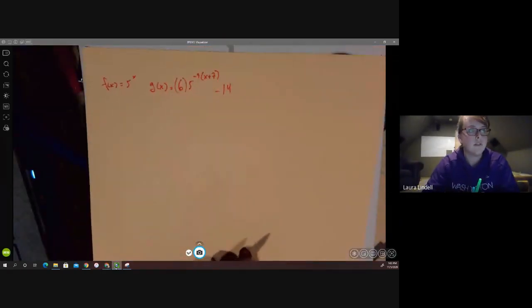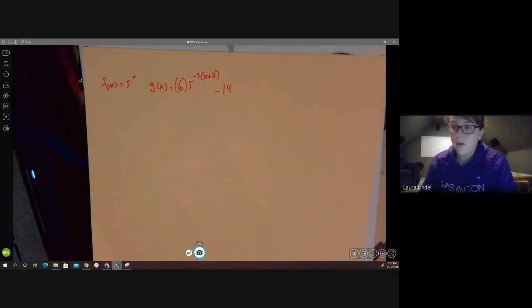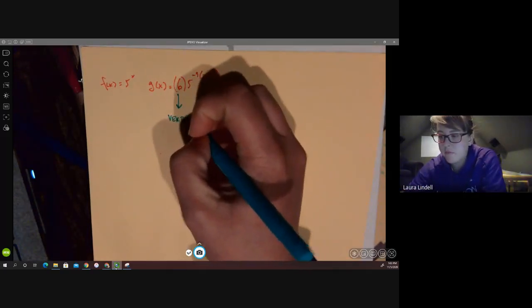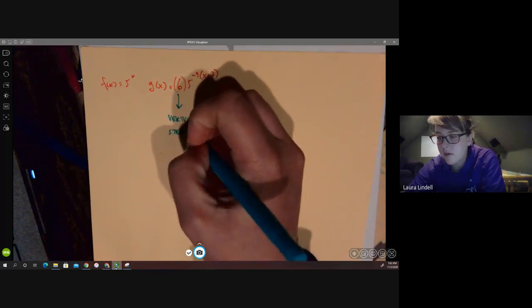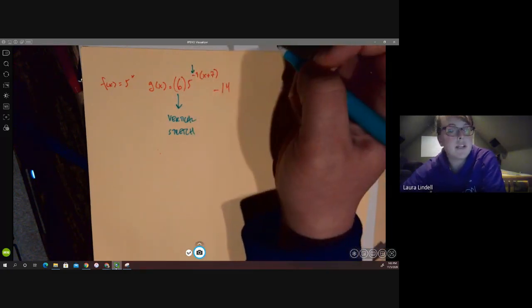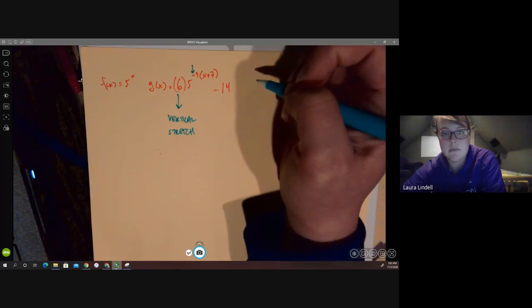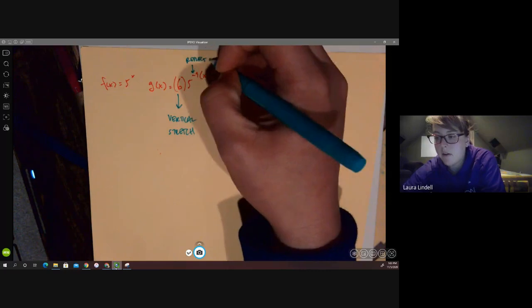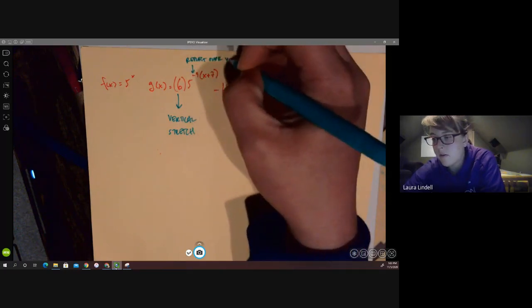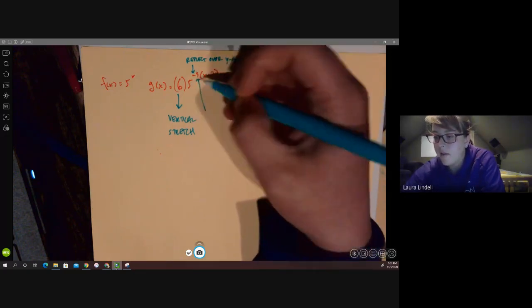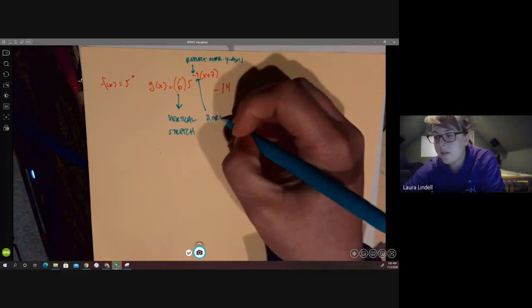So if that's what we have, then we've got a whole bunch of things going on here. One of them, vertical stretch. The negative here is telling us that we are reflecting, and since it's up with the x, that means we're reflecting over the y-axis. And then the 9 is horizontal compression.